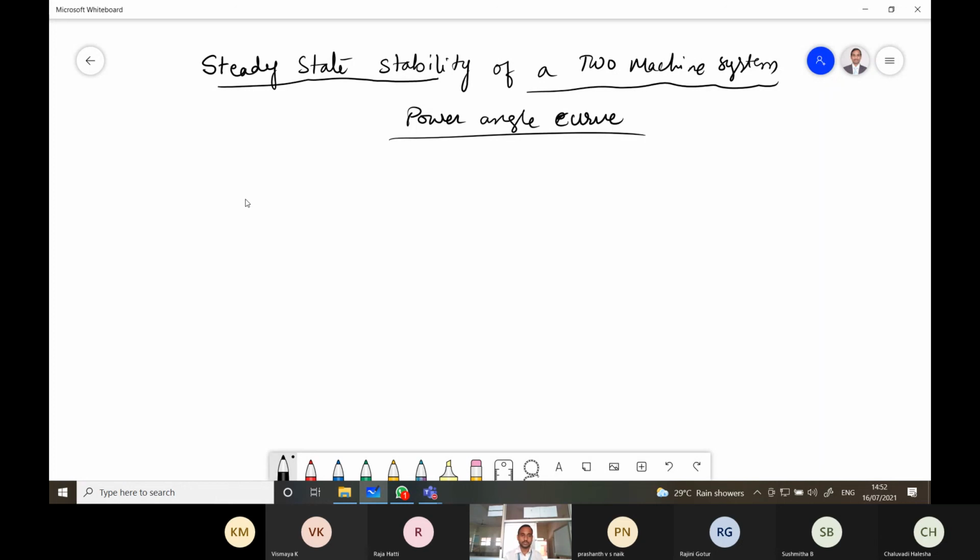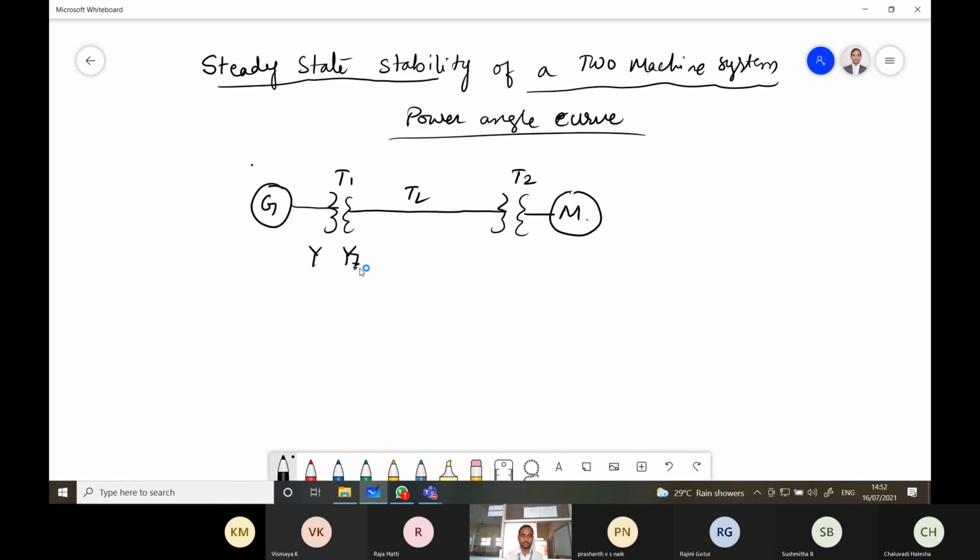Okay, suppose there are two systems. Two systems means we'll consider one is a generator, so that is the transmitting end, and another one is the receiving end. Transmitter and receiver. So that is the load. We have the motor. So in between, transformer 1 and transformer 2 and a transmission line are present. So this is an interconnected two machine system.